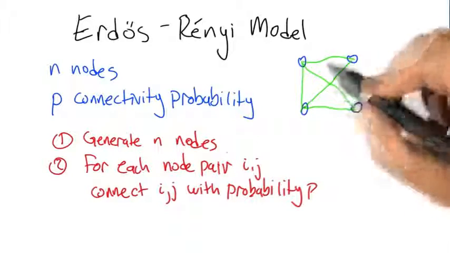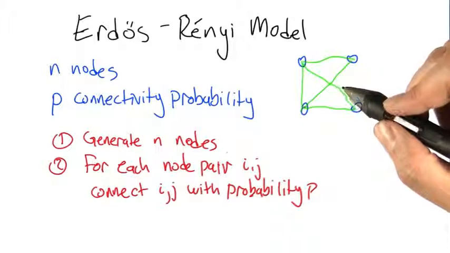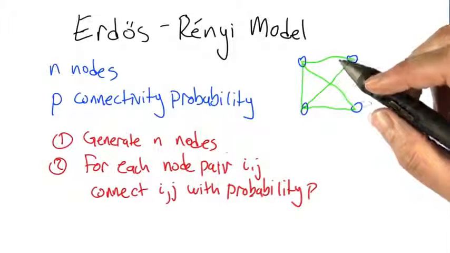Researchers have found, however, that these kinds of randomly generated graphs don't seem to match very well the kinds of social network graphs that you see in practice in the real world.